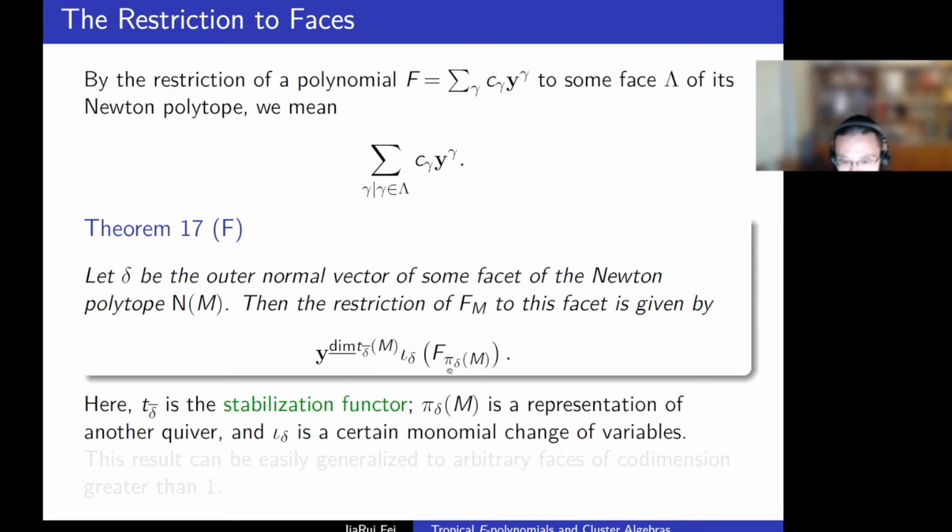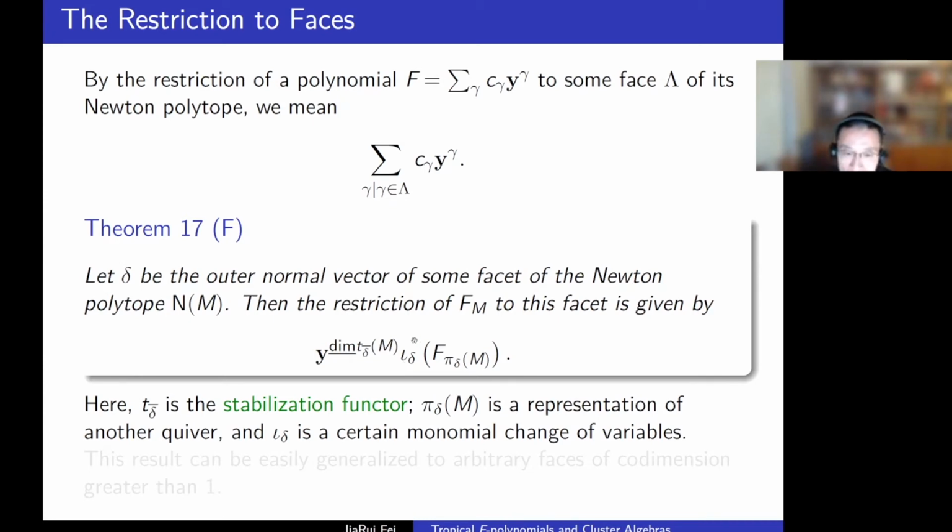The formula has several ingredients. The first one, pi delta, is a functor. It maps the representation M to a representation of a different, smaller quiver. The smaller quiver can be produced by an algorithm. Usually it's not done in a naive way. It's not just deleting a vertex or deleting an arrow. So it's not a simple procedure. But anyway, you get another F-polynomial of another representation.